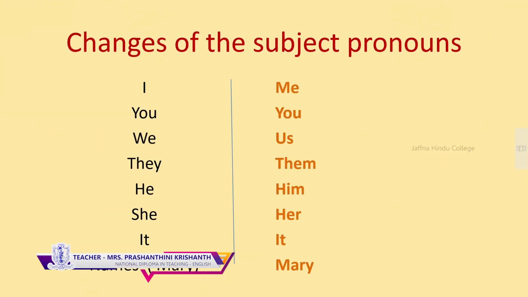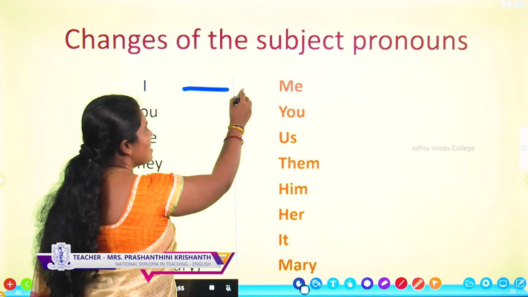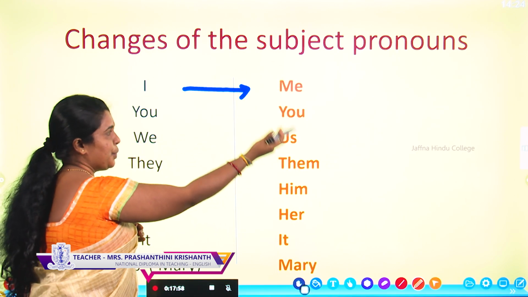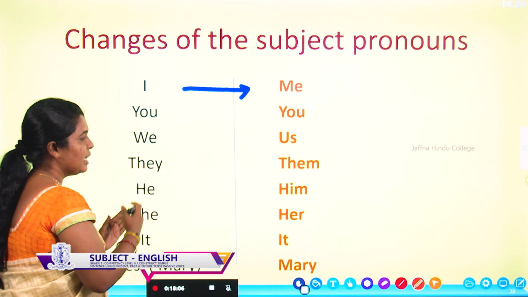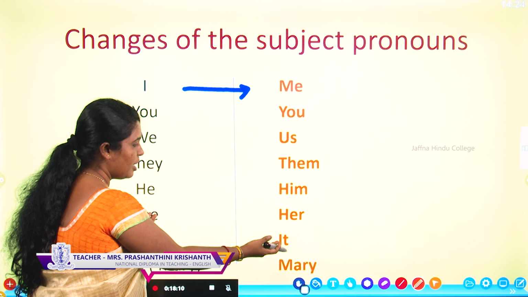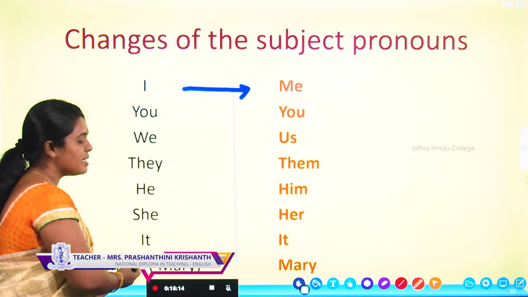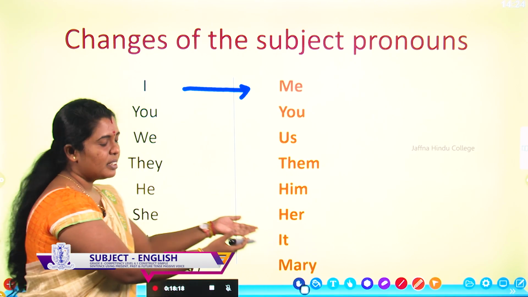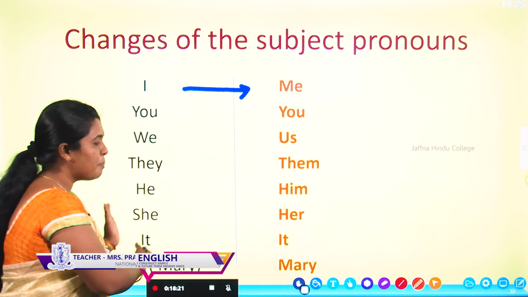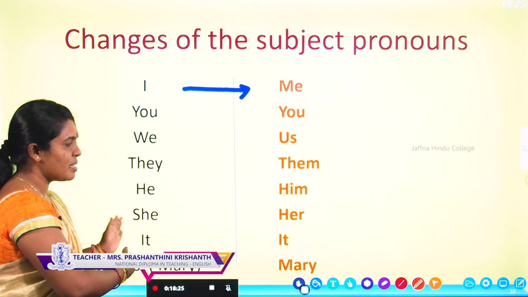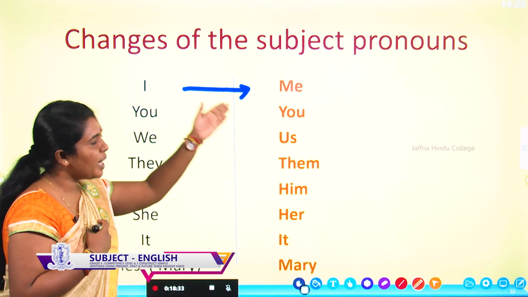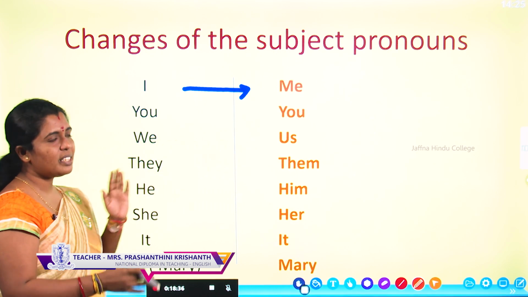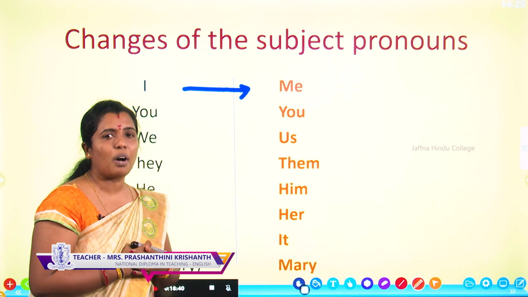Right? See another one. Changes of the subject pronoun. This is what I taught you now, right? I will be changed as me. You, we, us, they, them, he, him, she, her, it. If there are any names, Mary means by Mary. Teacher means by the teacher. Principal means by the principal. Right? President means by the president. Like this you can change. I means by me. You means by you. We means by us. Right? Like that you can make changes into passive voice.